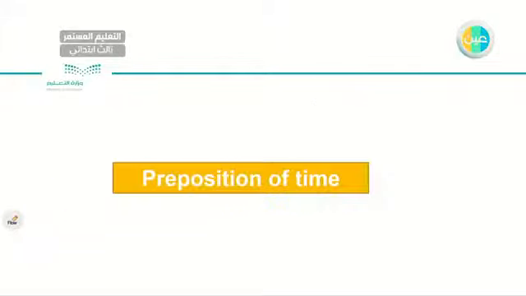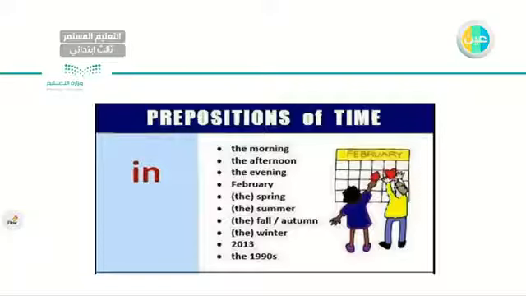Okay, before I start our lesson, I need to revise with you something that we already learned in the first term, that is prepositions of time. What do we mean by prepositions of time? It means that they are words that I'm going to use in front of the time. Okay, let's take them one at a time. I have three.